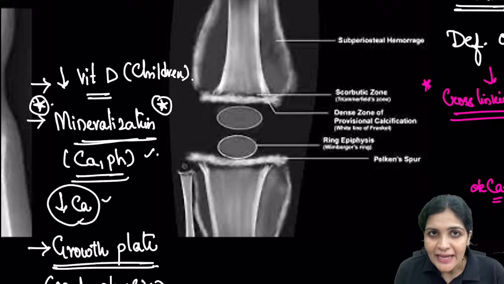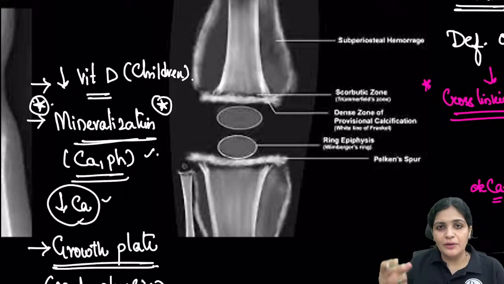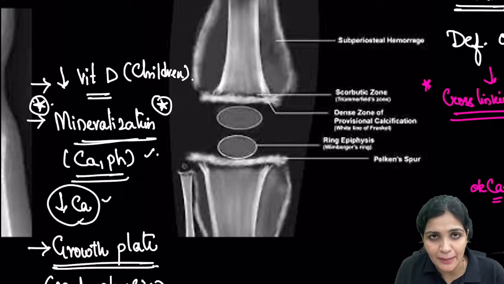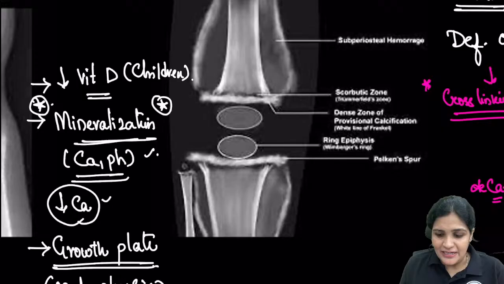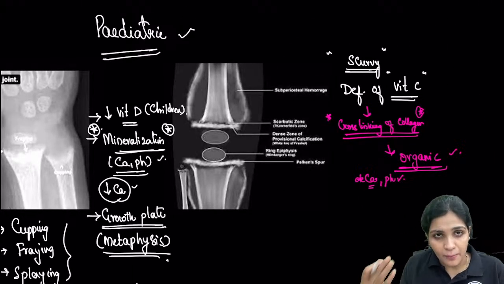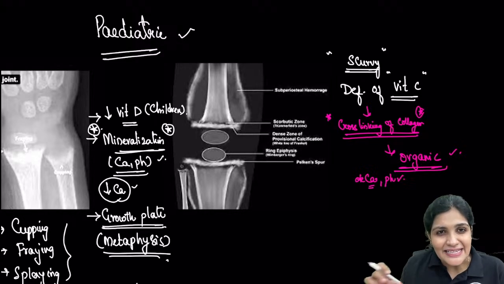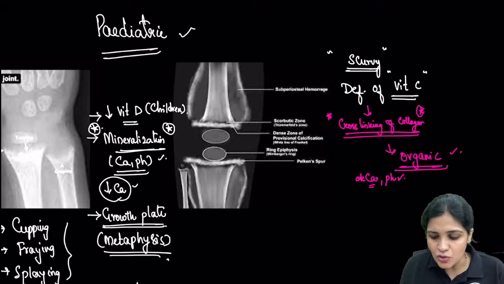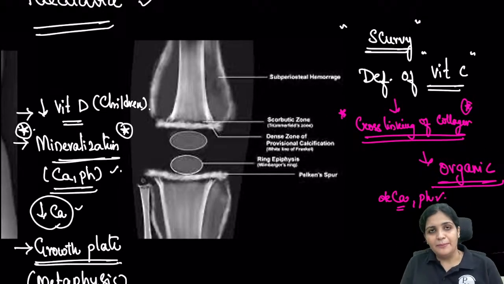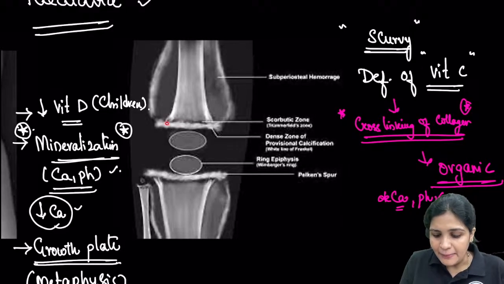Not to forget that there will be subperiosteal hemorrhages. So there will be bleeding gums with the subperiosteal hemorrhages. So this is about the scurvy. What you have to remember is there will be calcifications. Because the calcium and phosphorus are normal here, you will see white ring epiphysis, white line of Frankel, and the extensions, which are called the Pelkan spur, and some areas occur as subperiosteal hemorrhage and your scorbutic zone. Scorbutic zone is this area below the white line of Frankel.